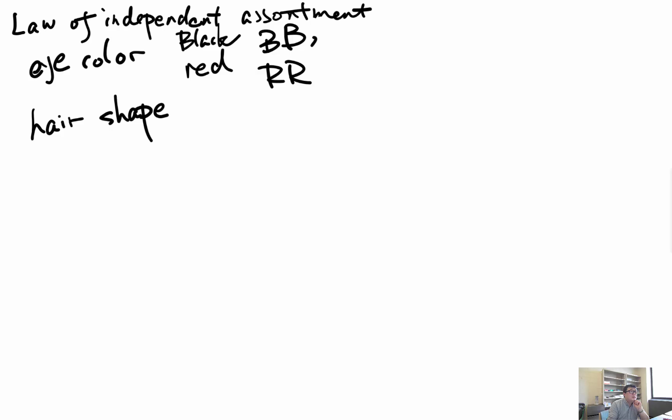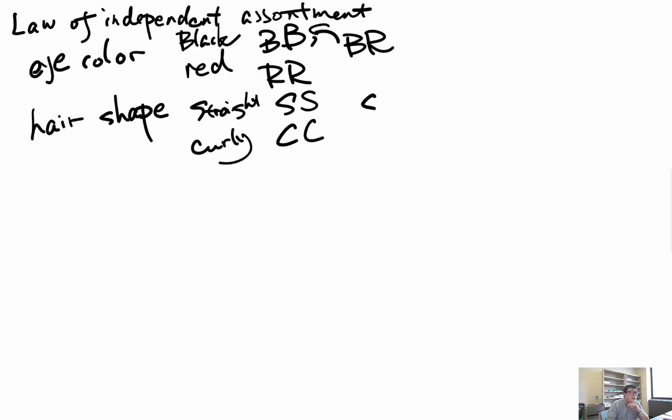And then the question is, what is BR? Following the law of dominance, which we will talk about later, BR is black, so R is recessive and B is dominant. And for the hair shape, there are also two hair shapes, straight and curly. S means straight, C means curly, and SC is straight, meaning straight is dominant and curly is recessive. So this is two alleles, two phenotypes. Each phenotype has two alleles.